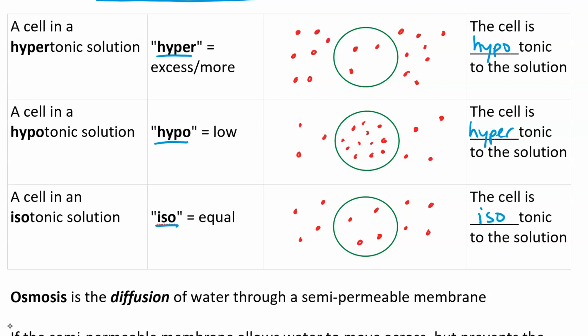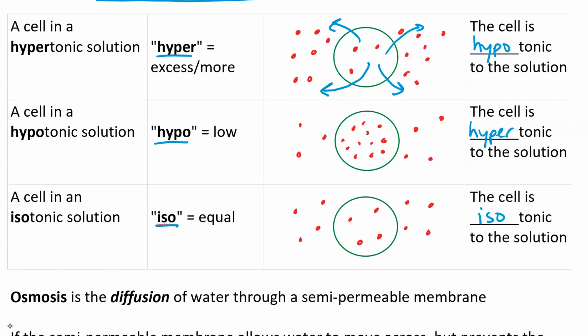Now the question is, there's water all around this. There's water outside the cell, water inside the cell. Which direction is water going to go? Water always moves from an area of high water concentration to an area of low water concentration. So in the case of a hypertonic solution, water is going to move outwards. It's going to move outwards in order to dilute or make the concentration outside the cell less.